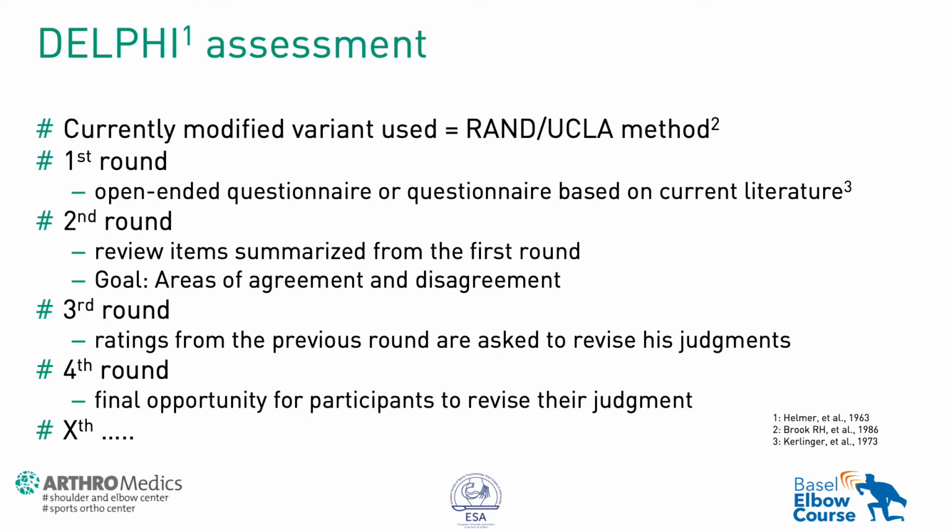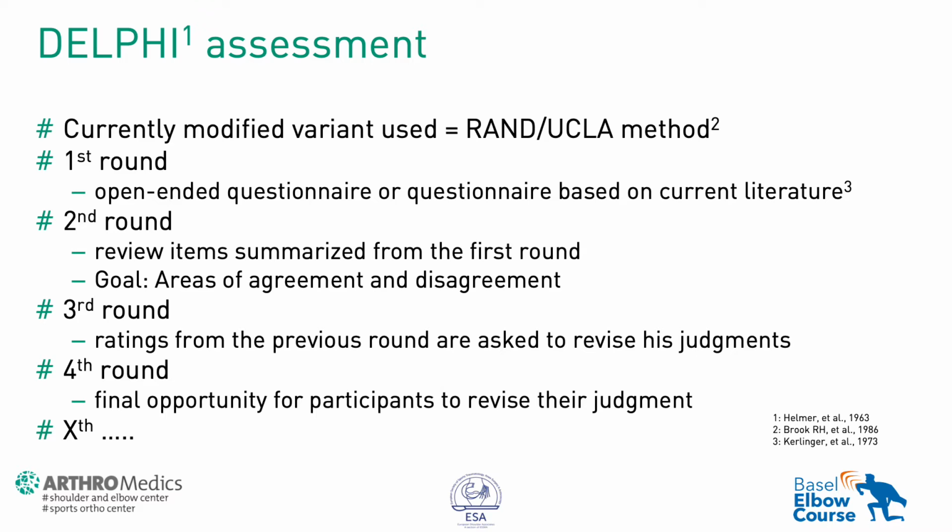And then the second round was a review of the summary of the first round, and the goals were to find the areas of agreement and disagreement. And then the real consensus started, so we asked the questions, and then we saw how many surgeons agreed to one statement or the other, or if they disagreed.